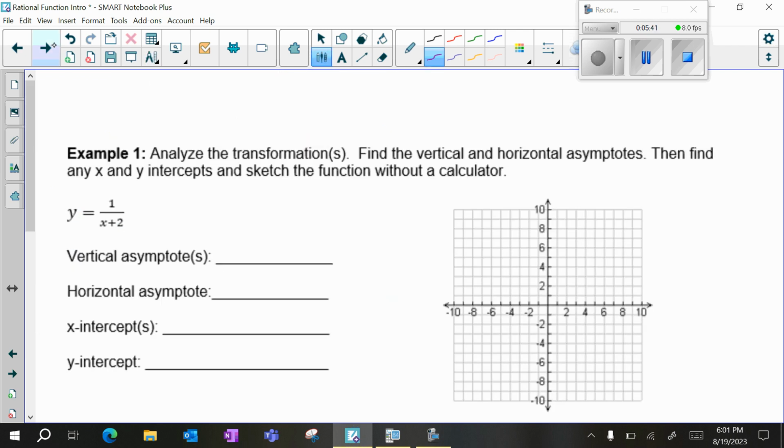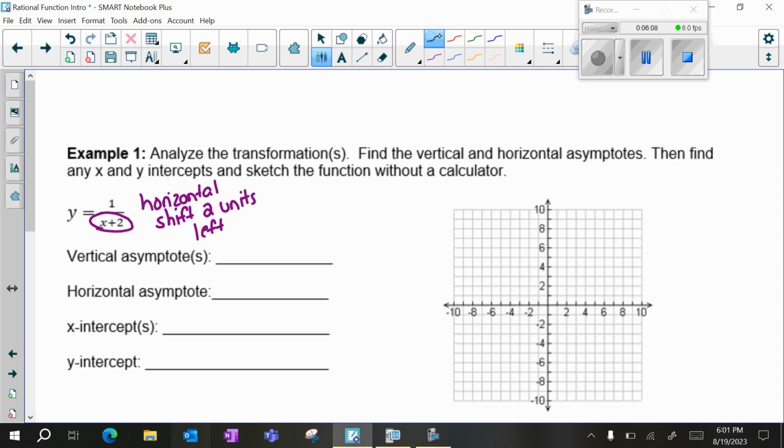So let's take a look at example 1. y equals 1 over x plus 2. So if I'm looking here, this has a horizontal shift 2 units left.